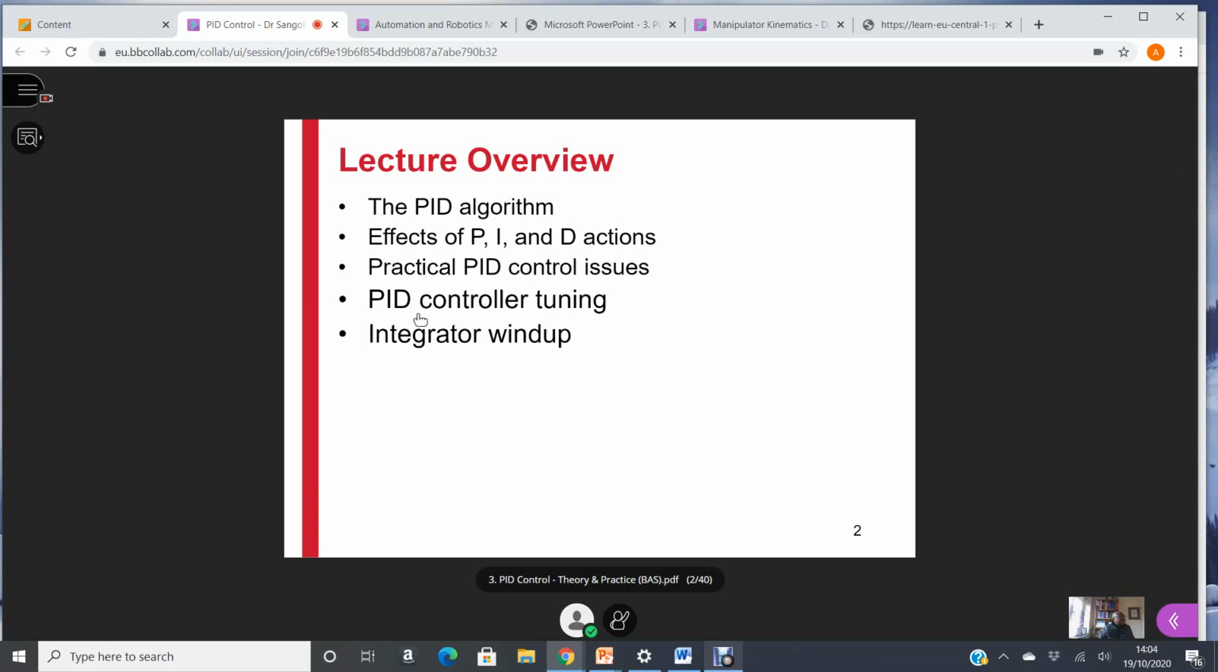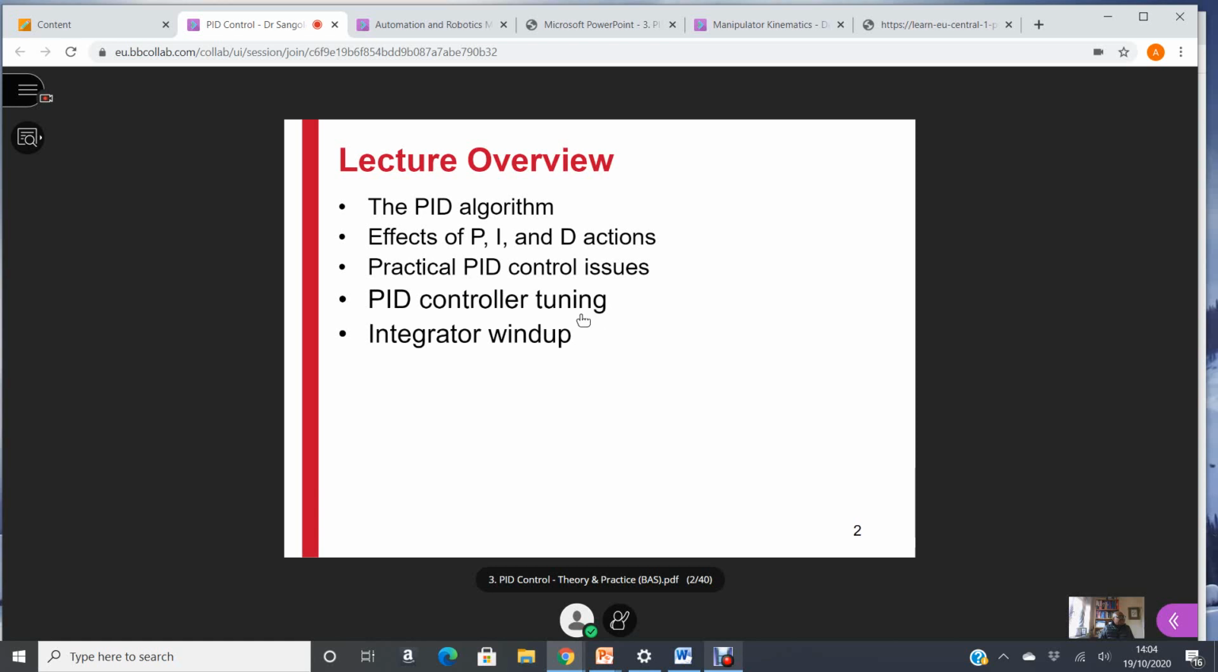One is tuning of the controller. In other words, tuning means determining the gains of the proportional action, integral action, and derivative action. Okay? So that's very fundamental. That's the starting point. We need to know the gains that will be used in the implementation of a PID controller.